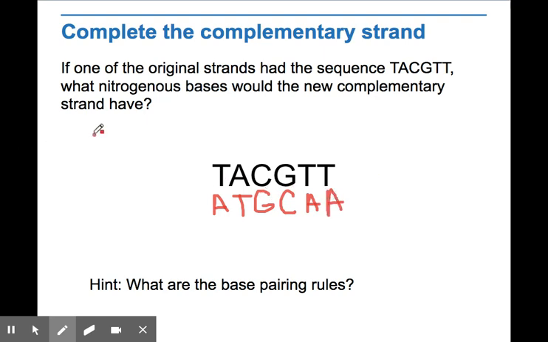Just to remind you, A's always pair up with T's and vice versa. C's always pair up with G's. And so whenever the new nucleotides are being added on, they follow the same exact base pairing rules.